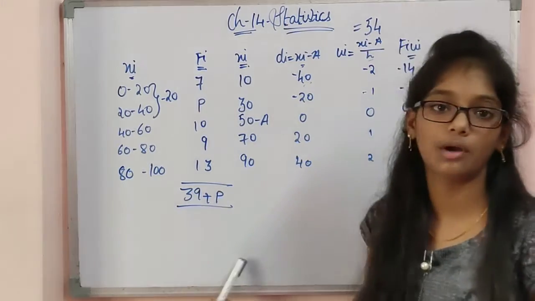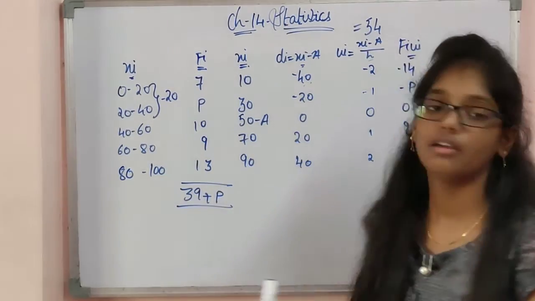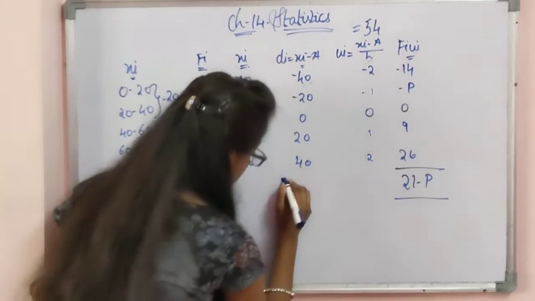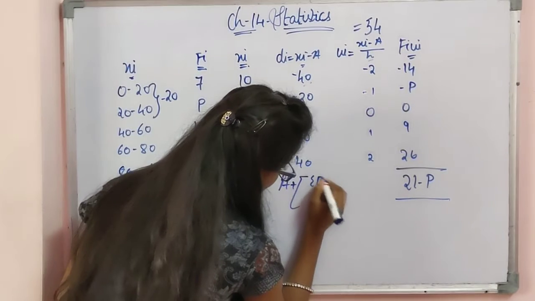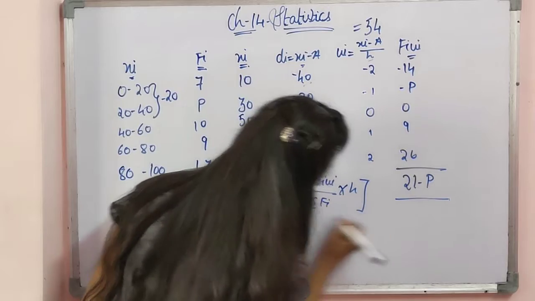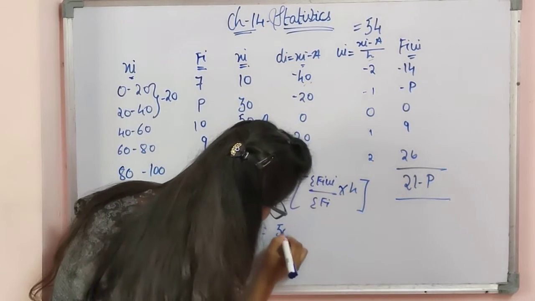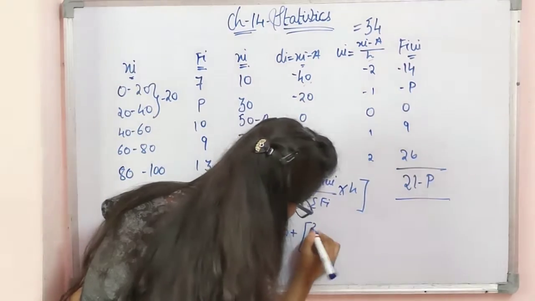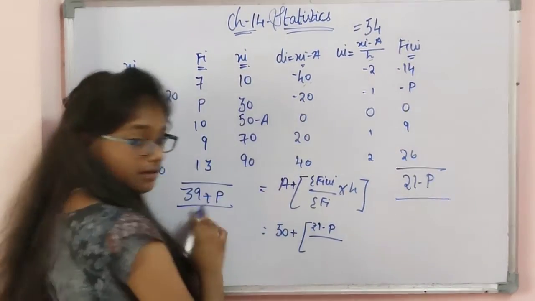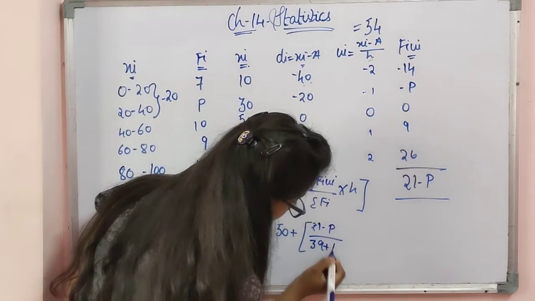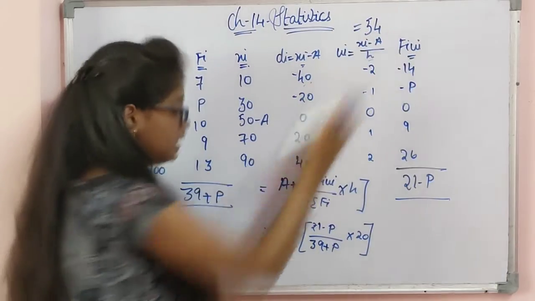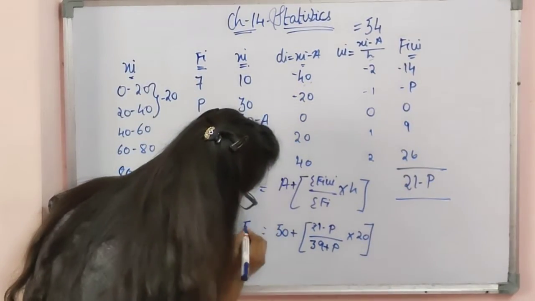So the table part of the problem is over, and we just have to substitute the values we got into the formula. We know the formula as a plus sigma Fi ui by sigma Fi, into h. So a is 50, plus sigma Fi ui is 21 minus p, sigma Fi is 39 plus p, and h is 20. And we have to equate this to the mean.